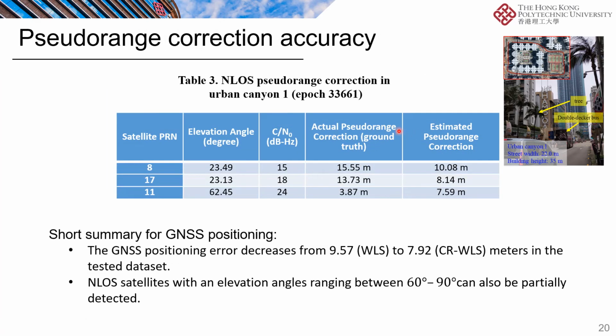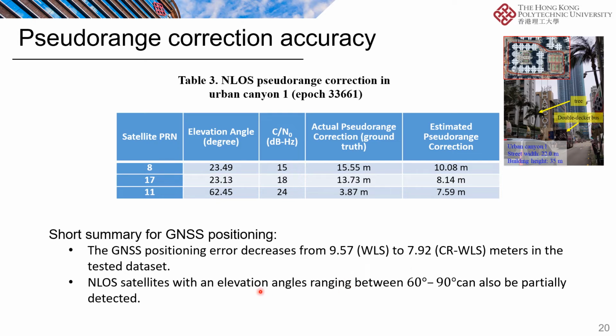This is a randomly selected epoch. We can find even for the satellite with an elevation angle of 62, we can detect the NLOS, and this is the corrected, and this is the ground truth error of the pseudorange due to the NLOS reception. We estimate the error is about 10 and the ground truth is 15. Therefore, the remaining error is still about 5 meters, and with, for example, HDOP about 2, we get about 10 meters of errors for weighted least squares.